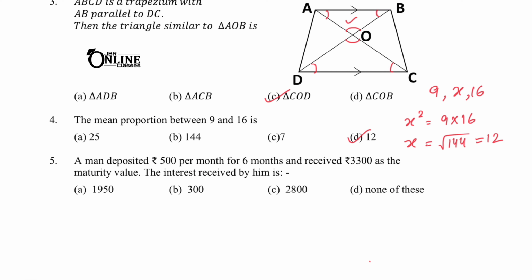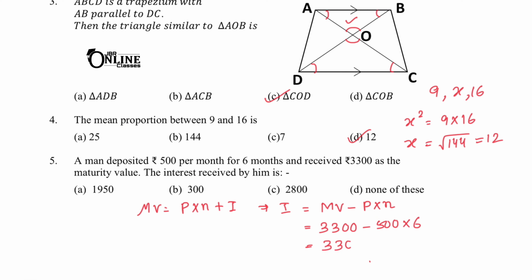Now sum number 5. A man deposited rupees 500 per month for 6 months and received 3300 as the maturity value. The interest received by him. So here you know the formula MV equals P into N plus I. That means I equals MV minus P into N. So here MV equals 3300 and P means here 500 into 6. So that equals 3300 minus 3000. So your answer here is 300. So that means option number B.